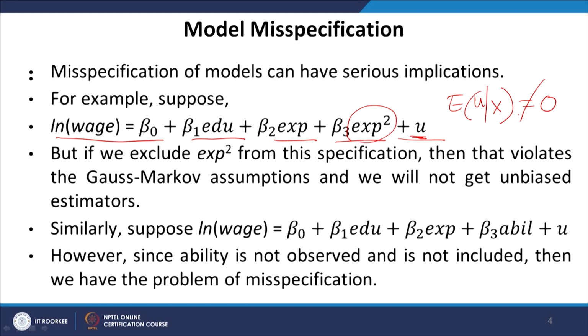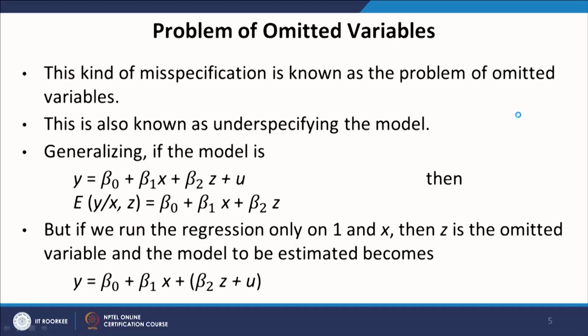Similarly, suppose logarithm of wage is equal to beta naught plus beta 1 education plus beta 2 experience plus beta 3 ability plus an error term. However, since ability is not observed and is not included, we have the problem of model misspecification. Ability is actually difficult to measure, so it is quite possible that we exclude this variable or it will not be included in the expression. This kind of misspecification is known as the problem of omitted variables. This is also known as underspecifying the model.